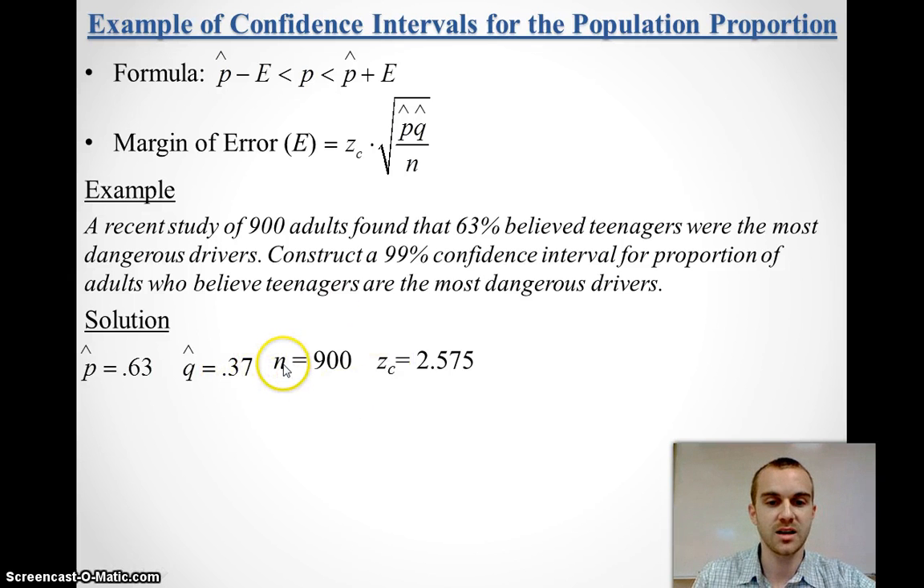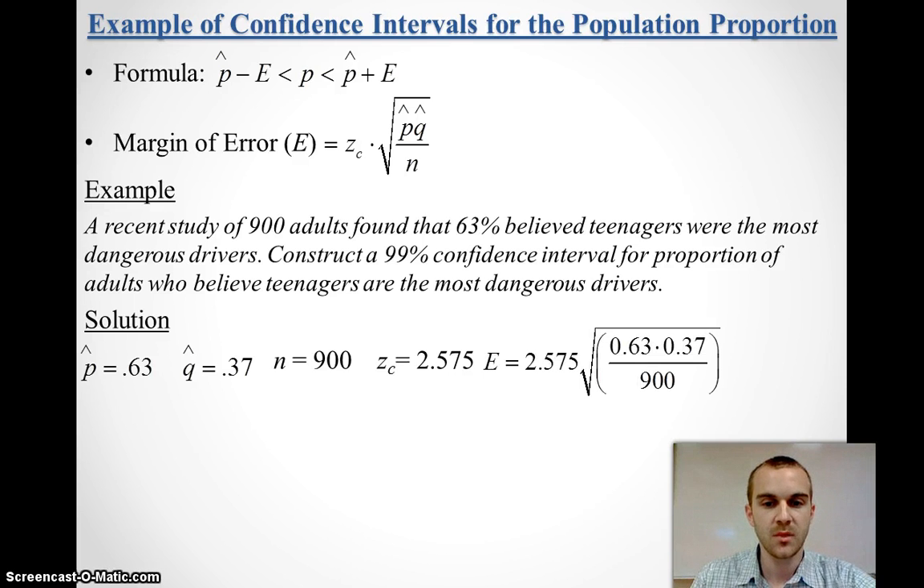My sample size is 900, and then I find my critical value because I know it's 99%. That's one of those critical values I should know, which is 2.575. Or I could use Excel and plug it in there using the norm.inv formula. With my margin of error, I just plug in the pieces. My critical value, proportion for success, proportion for failure, sample size.